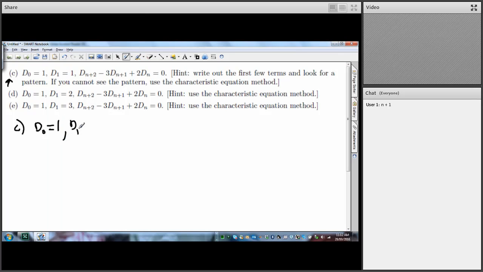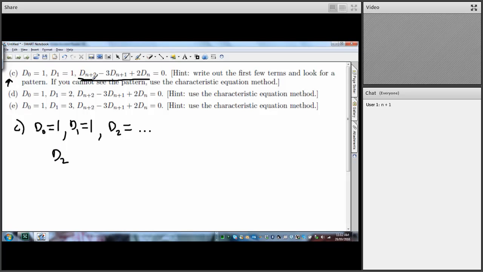Let's just try C for the moment. So I've got some initial conditions. D naught is 1, D1 is 1. So I've got some starting points. The next thing I want to do is work out D2.